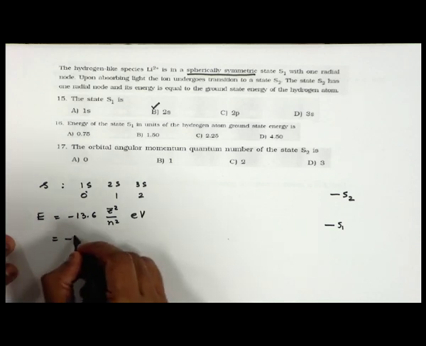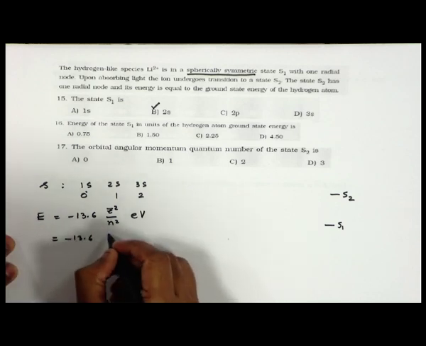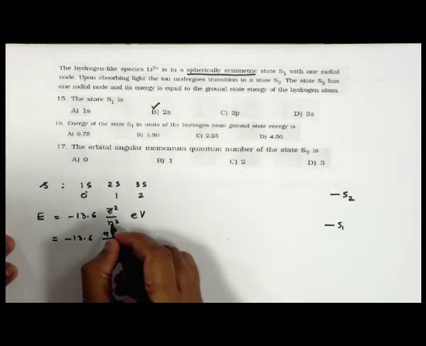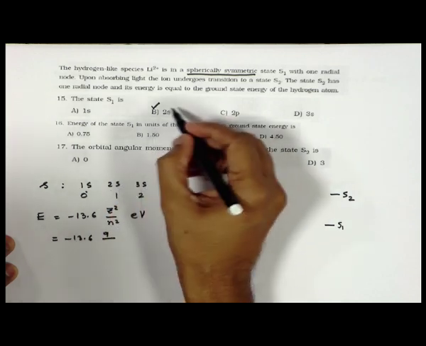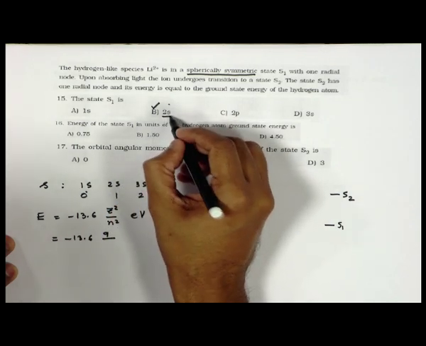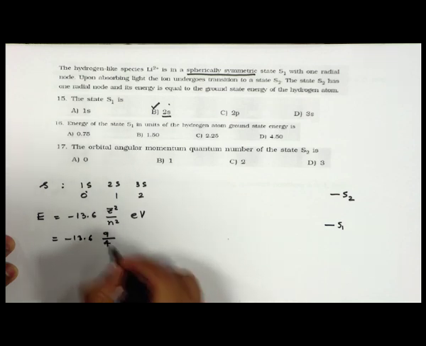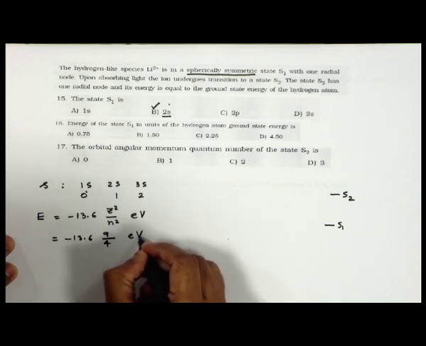So, let us find out the energy of state S1. Minus 13.6, Z is 3 because it is lithium. So, 3 square is 9, n is 2 because we have already found out that it is in 2s orbital. So, this is minus 9/4 times 13.6 electron volt.